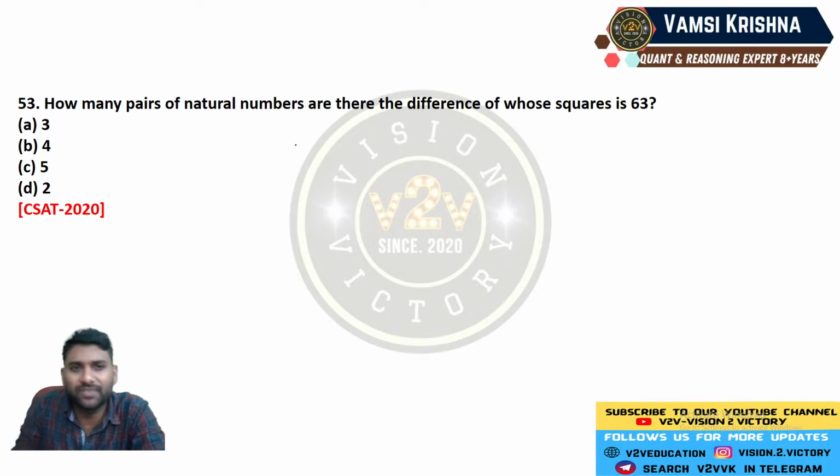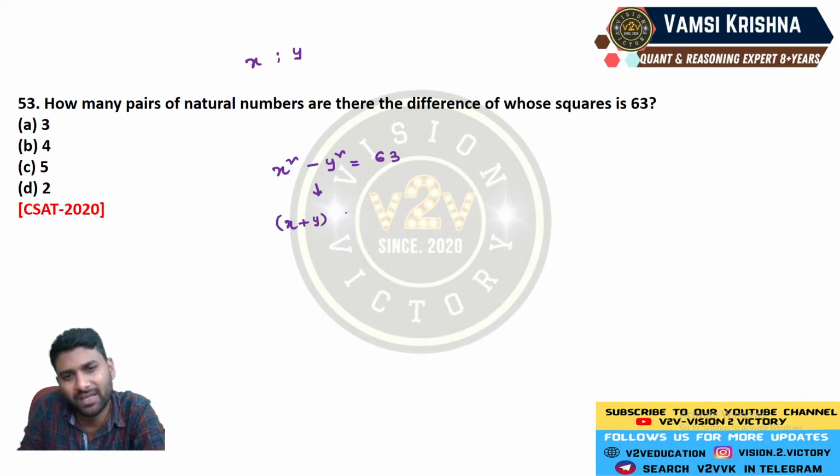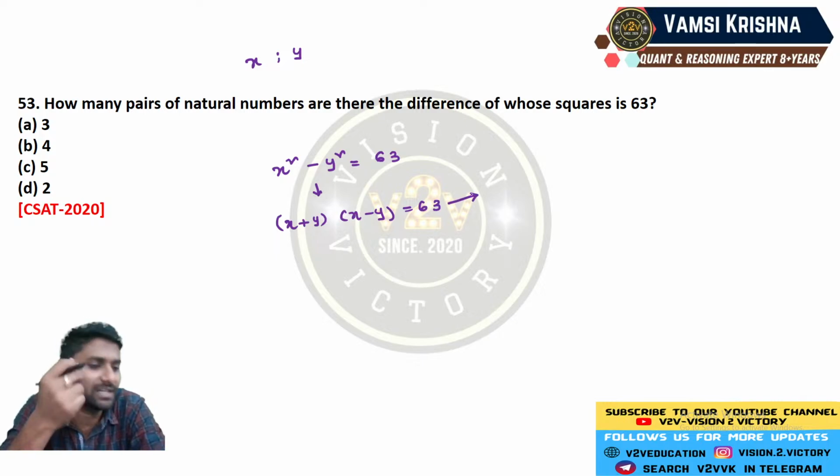Now, there are two numbers, for example, assume that x and y are both natural numbers. Here the question says whose square difference, x square minus y square, is exactly equal to 63. And you already know that the product of x plus y and x minus y is equal to 63. Now try to write the product of two factors for 63.